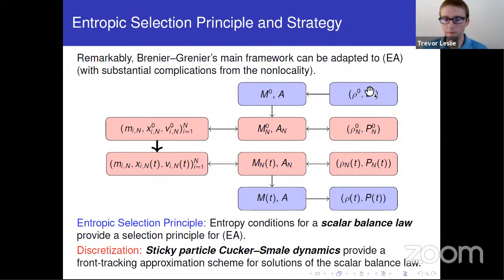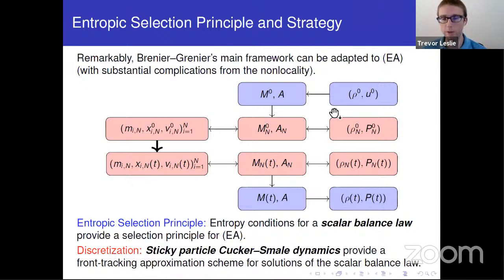First of all, if you refer to this diagram, in blue, we have the outline of what Changhui and I are calling the entropic selection principle. This idea, again, is already present in Brenier and Grenier's paper, but they didn't really call it this. So what this is: we want to encode the 1D Euler alignment system in not a scalar conservation law in this case, but a scalar balance law. And we use the corresponding entropy condition for the balance law as a selection principle for our original system.